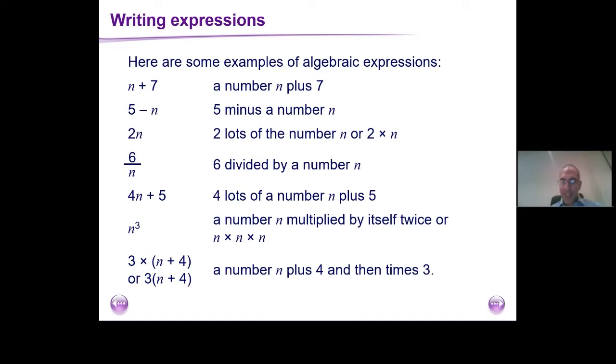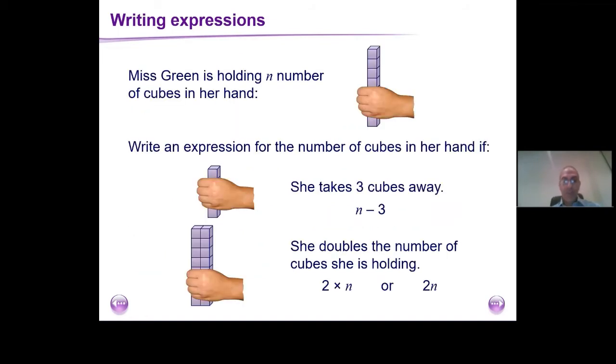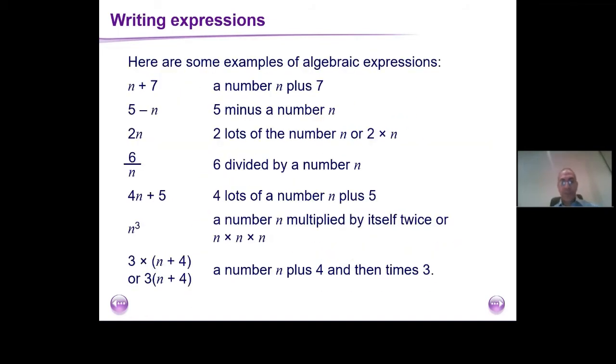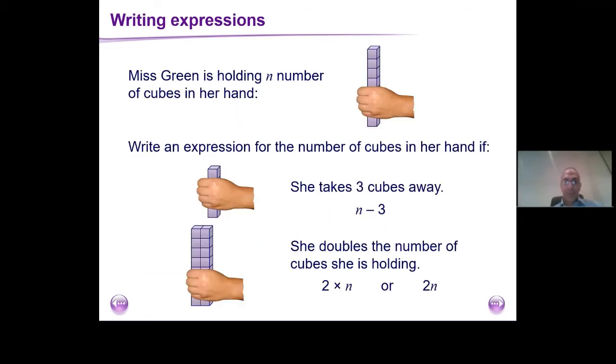But in this case, it's saying n plus 4 first and then times it by 3. So it'll be n plus 4 in brackets and then multiplied by 3. You can write the multiplied by 3 at the front or at the end, or you can just simply write 3 times n plus 4. So those are different types of expressions you could do when you're asked to write them out.